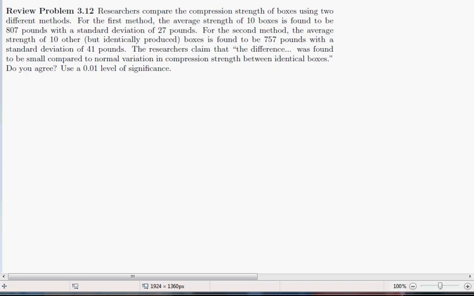And the claim is that the difference was found to be small compared with normal variation in compression strength between identical boxes. Let's use a 0.01 level of significance.